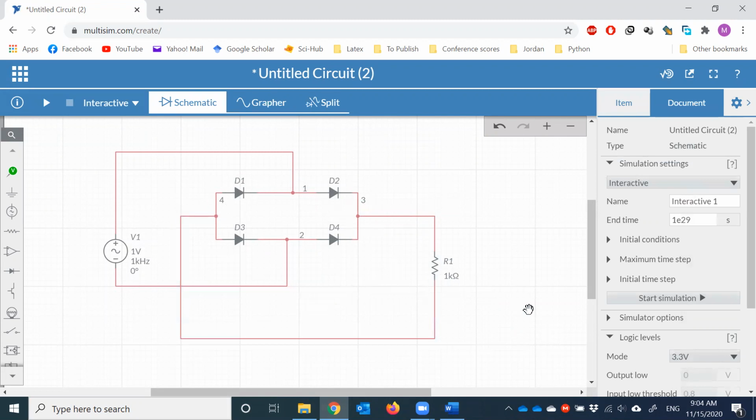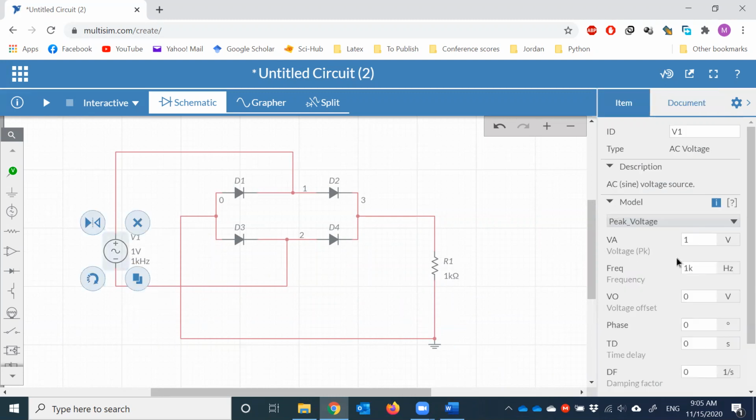Now what is left is the ground. The ground usually, well, it has to be connected to the load. Some people might put it near to the source, which is incorrect. The ground has to be connected to the load. So there you go, that's the ground. Now we have the circuit fully configured.